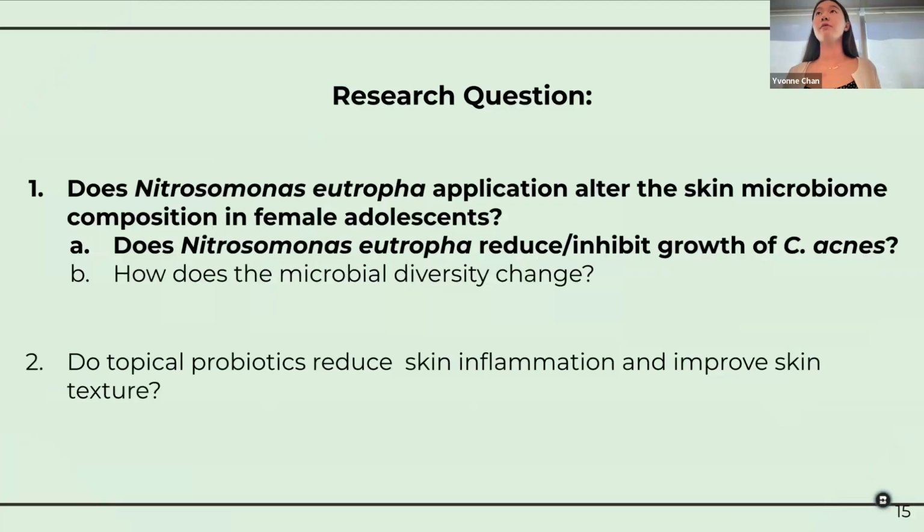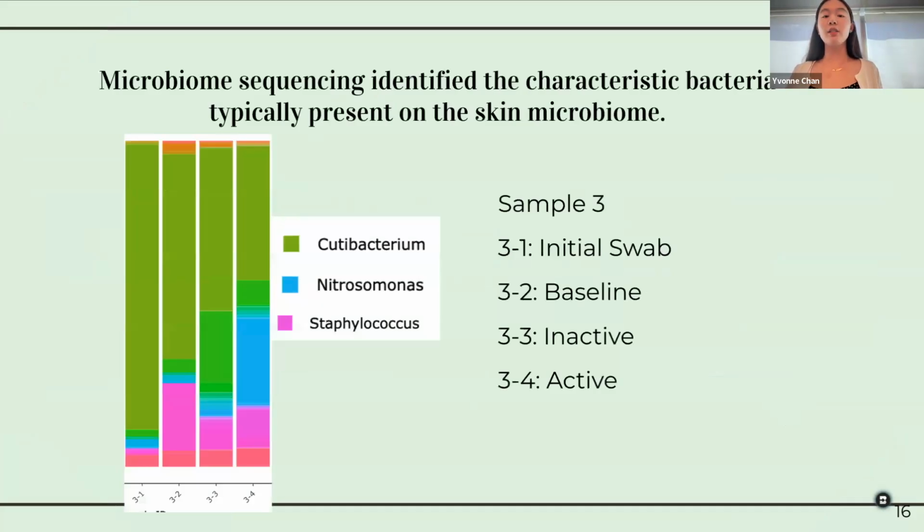And so to target my first research question, does Nitrosomonas reduce and inhibit growth of Cutibacterium acnes? I directly looked at the relative abundance, and this is an example of sample 3 that I conducted. And the microbiome sequencing identified characteristic bacteria that are typically represented on the skin microbiome. I looked specifically at Cutibacterium, Nitrosomonas, and Staphylococcus.